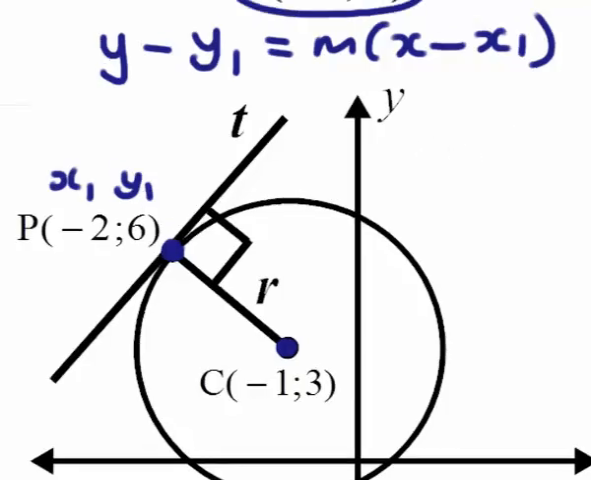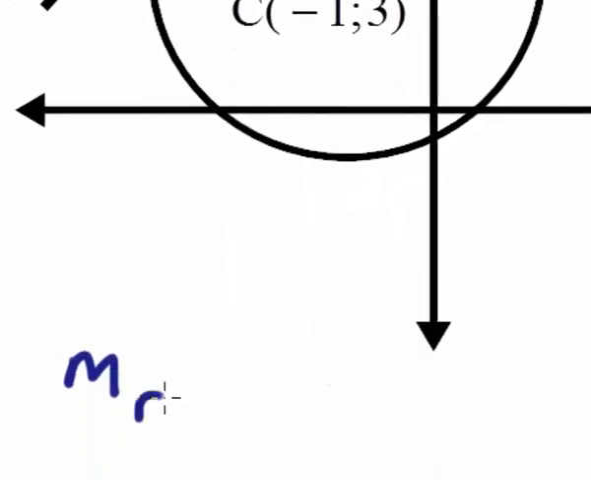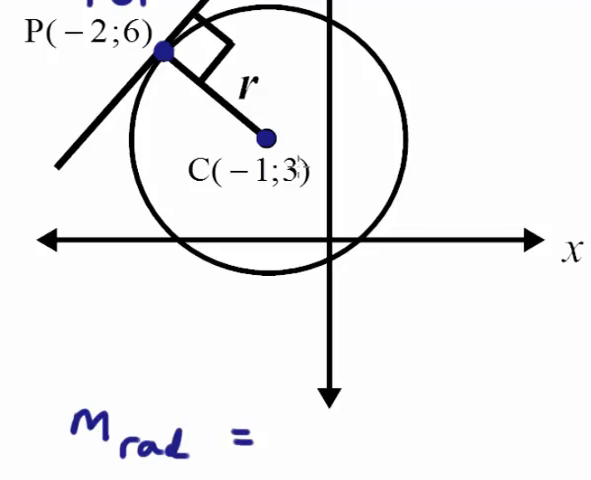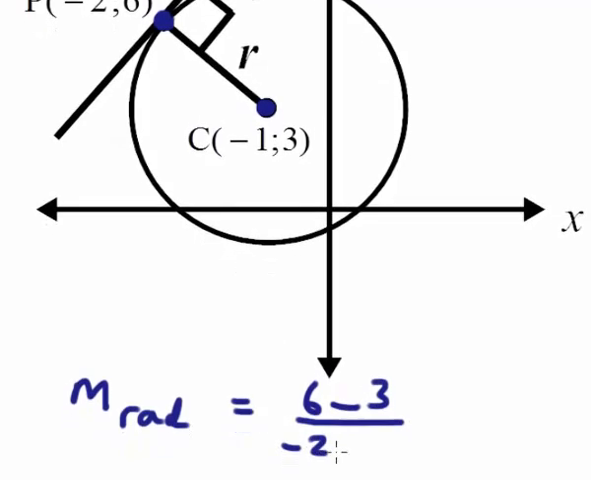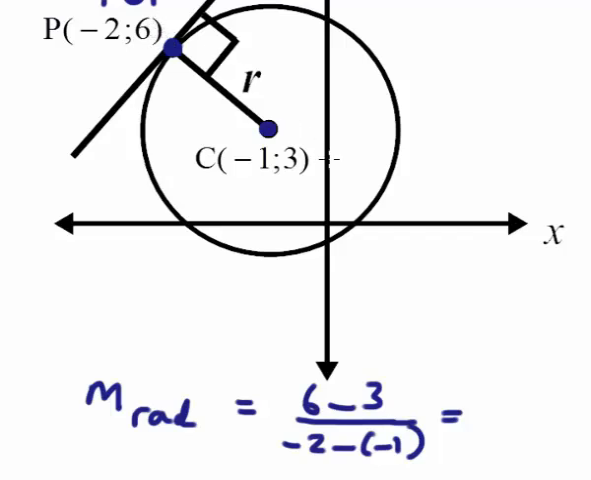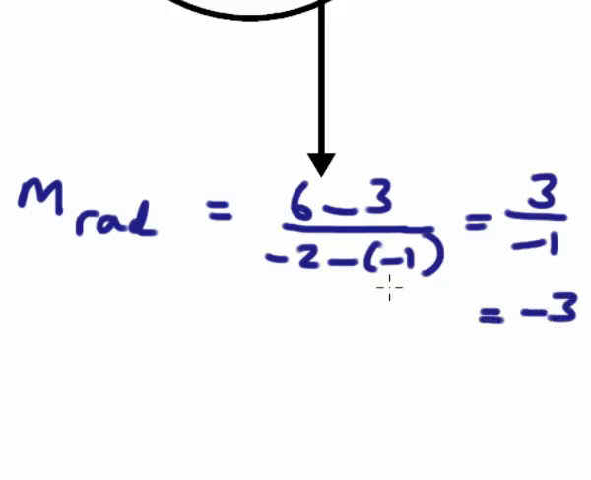So, what is the gradient of the radius? We simply subtract the y's, and you can go in any order you like. So 6 minus 3, divided by -2 minus -1. With gradients, you say the y value of P minus the y value of C, 6 minus 3, over the x of P minus the x of C, -2 minus -1. So it comes to 3 over (-2 plus 1), which is -1, and that equals -3.